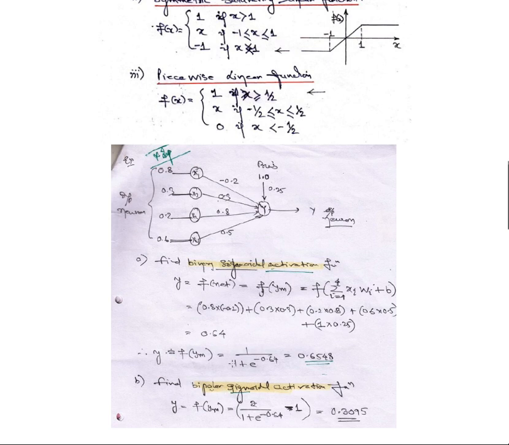Now the other part is the bipolar sigmoidal activation function. F of ym means you write 2 upon 1 plus e to the power of minus 0.64, minus 1. That is equal to 0.35. So you get two different forms of nonlinear activation function output.